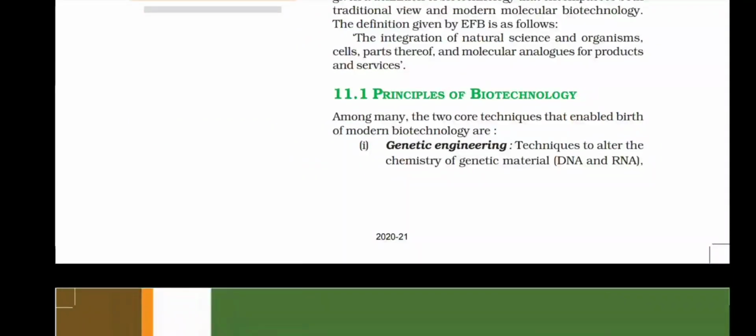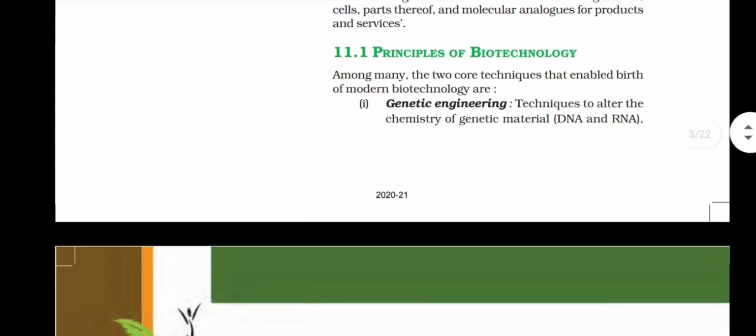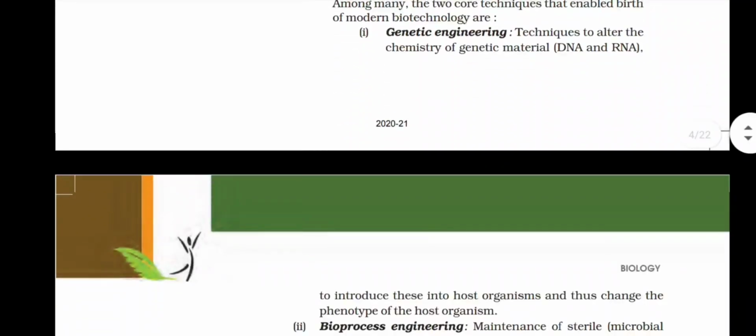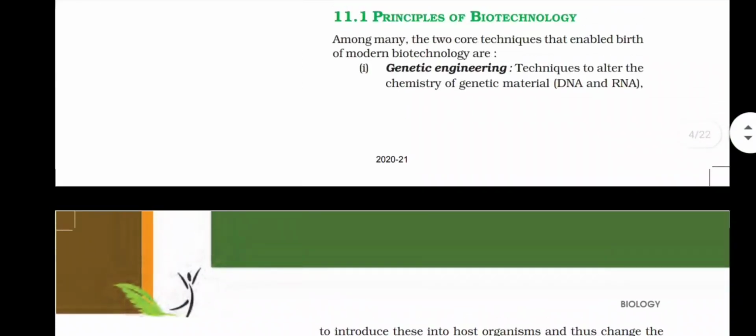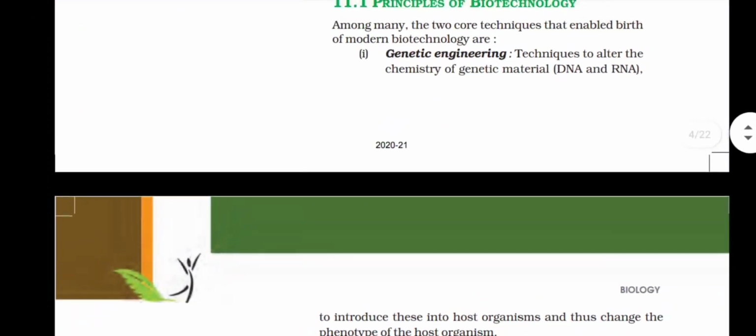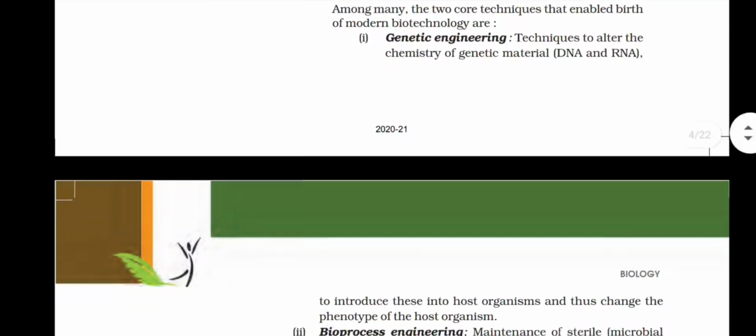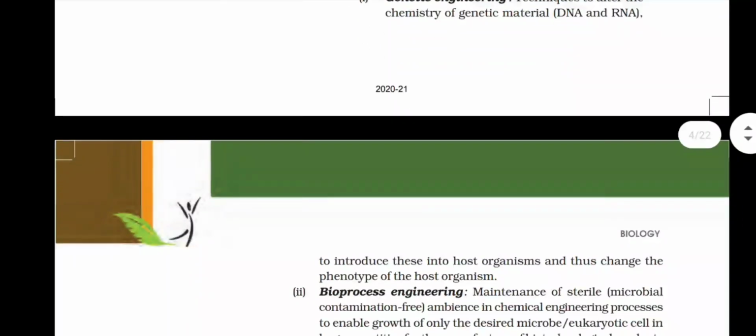Principles of biotechnology. Among many, two core techniques that enable the birth of modern biotechnology are genetic engineering and bioprocess engineering. I'll elaborate on both for you, starting off with genetic engineering. Techniques to alter the chemistry of the genetic material, deoxyribonucleic acid and ribonucleic acid, are basically known as genetic engineering. So how does it work? You must be thinking, how does genetic engineering work?